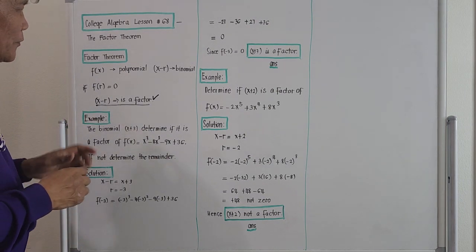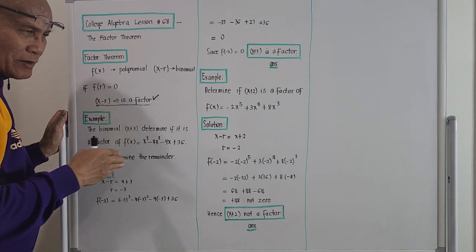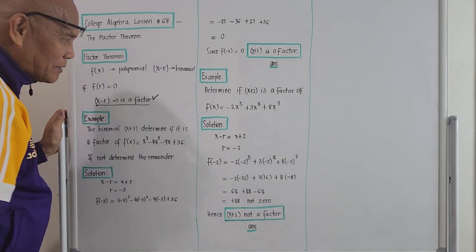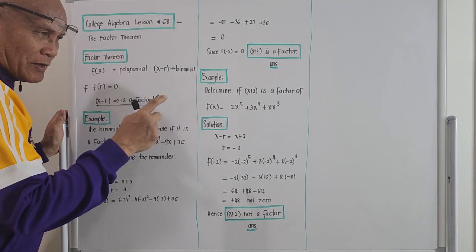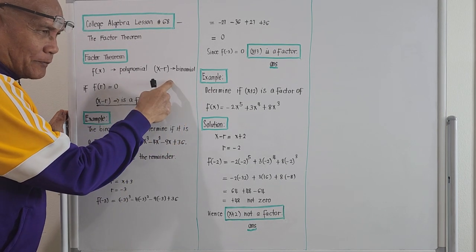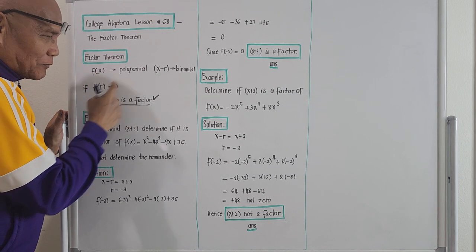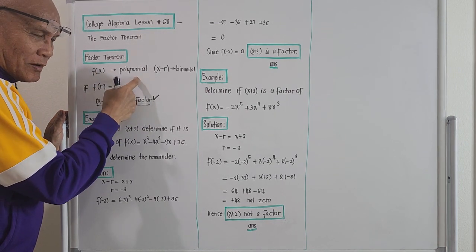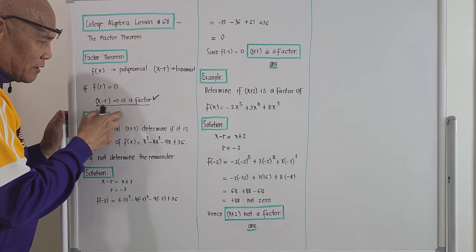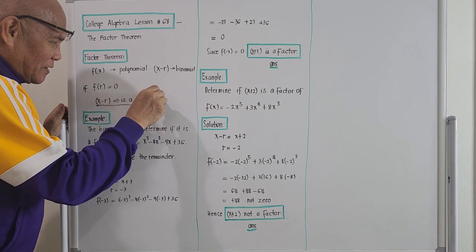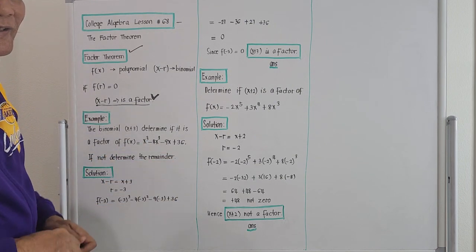I will try to repeat it. If we are given a polynomial f of x, polynomial meaning it contains many terms, more than 2, and this is to be divided by a binomial x minus r, and we compute for the value r and put it into the given polynomial, if after simplification what comes out is 0, we can conclude that the binomial x minus r is a factor. That's why it is the factor theorem. As simple as that. Nothing hard about it, right?